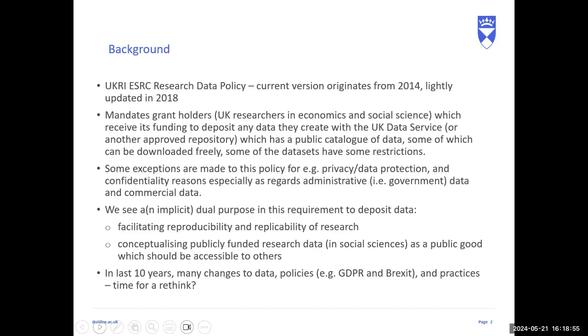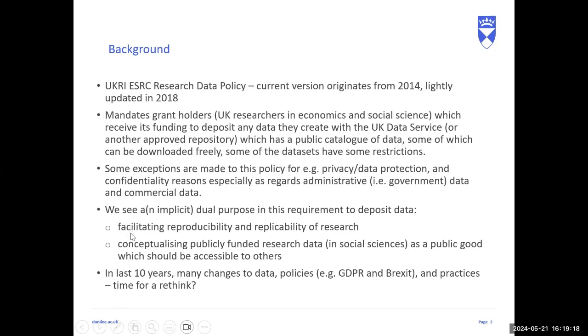In this requirement to deposit data, we see a dual purpose to it. On the one hand, facilitating the reproducibility and replicability of research, and on the other hand, also ensuring that publicly funded research data in the social sciences in the UK is accessible to others as a public good.